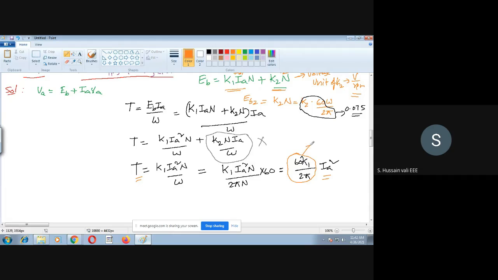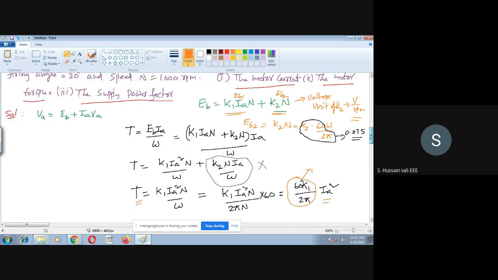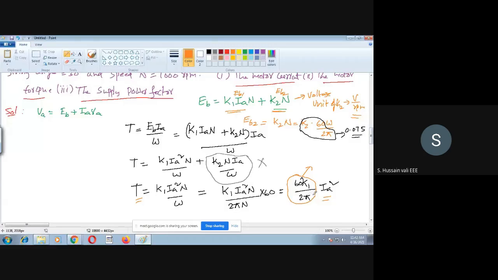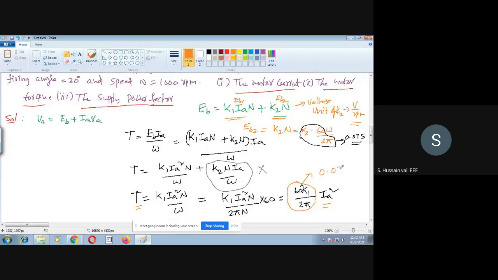This value he has given in the problem. This is how you proceed always. So 60 K1 by 2 pi, he has given in the problem as 0.03. That's important. So in the problem, what he has given is that K2.